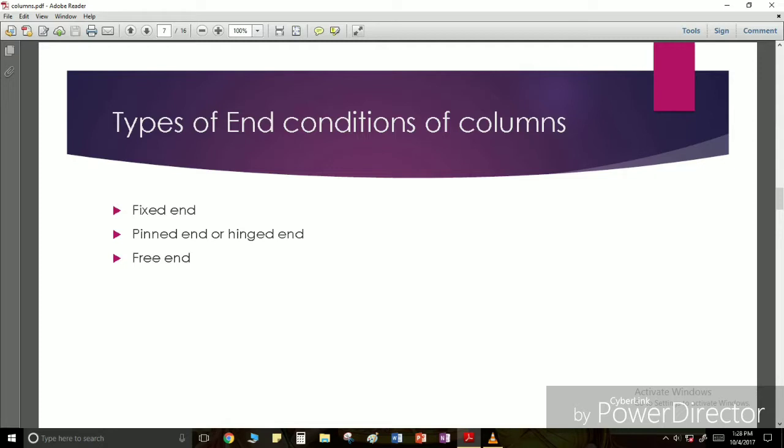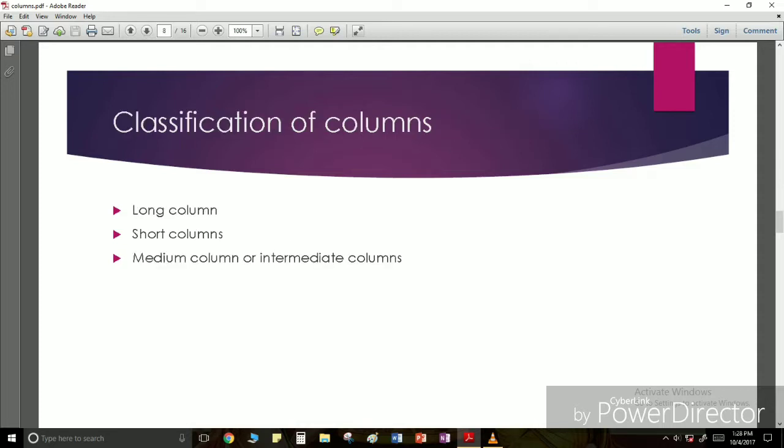Types of end conditions of columns. Here we will discuss types of end conditions like the fixed end, the pinned or hinged end, and the free end. Different columns will have different end conditions: one column may have both ends fixed, and another column may have one end fixed and the other end free. This type of case we are going to discuss in this topic.